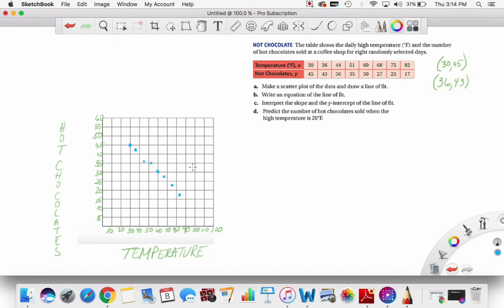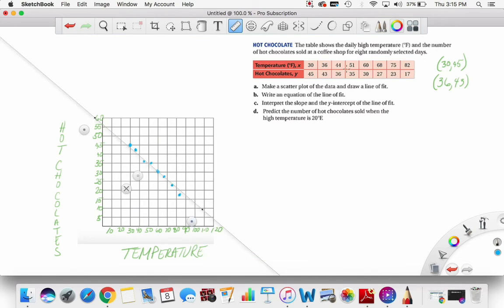Now these ordered pairs aren't going to be exact. They're not drawn to scale, but you get the point. So now it says draw a line of fit. For this line of fit, we want to try to draw a line that gets as close as possible to all of these data points.